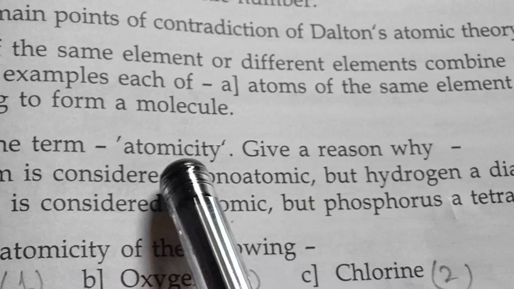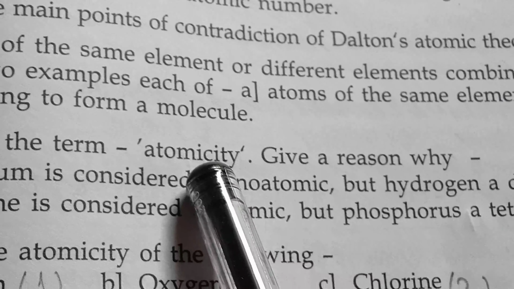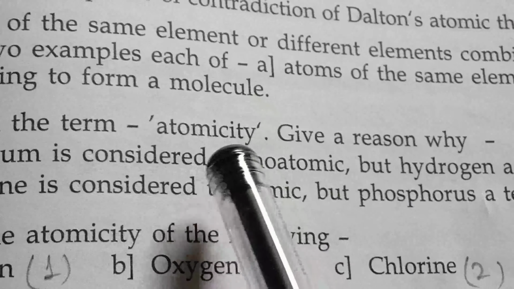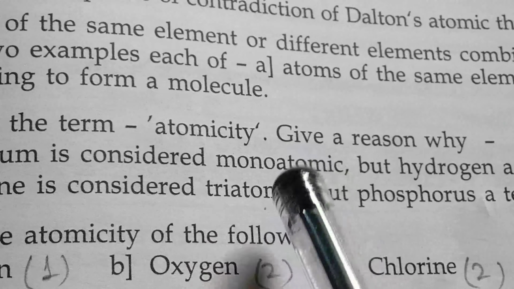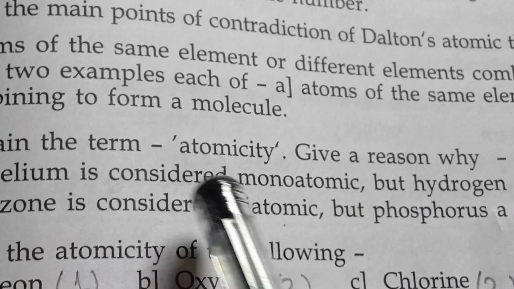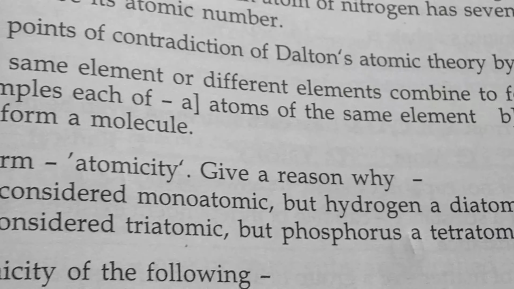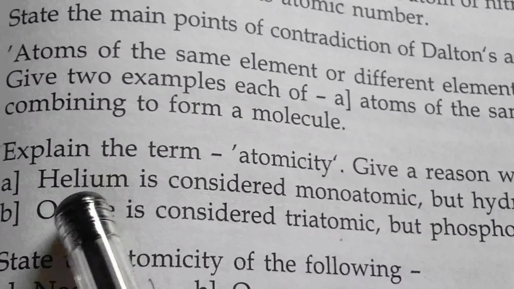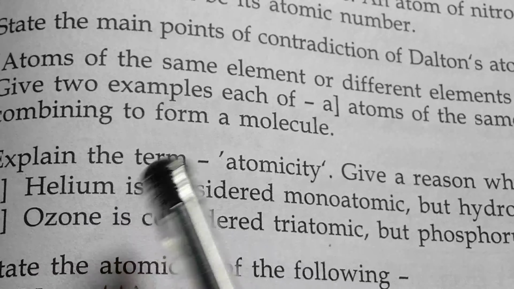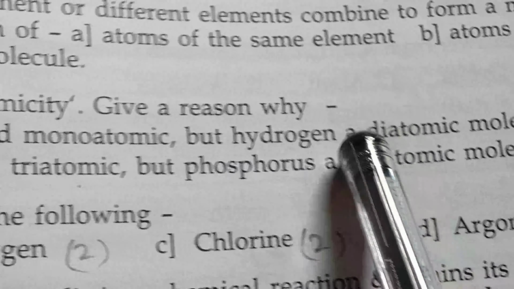Explain the term atomicity. Give a reason why. So what is atomicity? Atomicity is the number of atoms present in a molecule of a particular element. Helium is considered monoatomic, but hydrogen is a diatomic molecule. Why? Because in case of a helium molecule, there is only a single atom, whereas hydrogen contains 2 atoms. That's why hydrogen is a diatomic molecule.